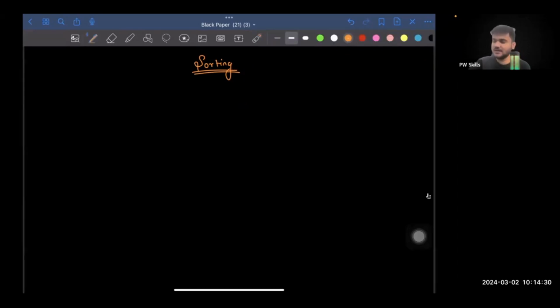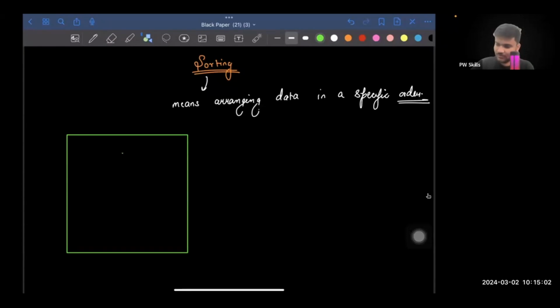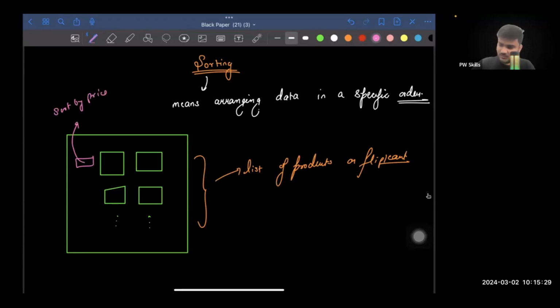Okay, let's try to understand the word sorting. Sorting means arranging data in a specific order. For example, let's say I have a list of products on Flipkart. Generally, you see some options to sort by price, and some filter options to sort by ratings and so on.